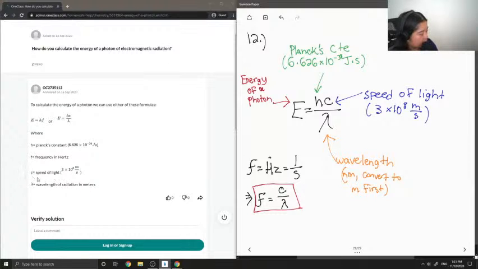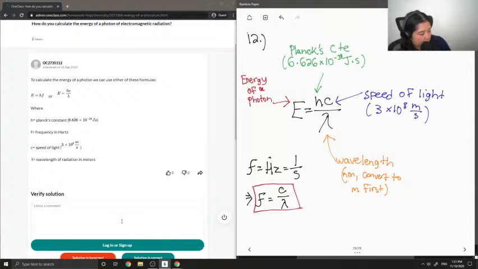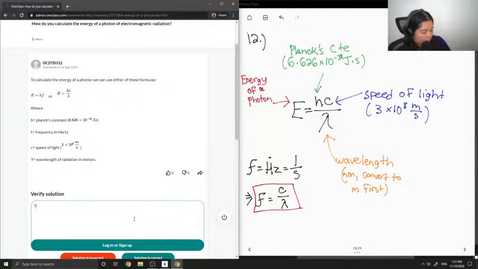Okay, so moving on, c is the speed of light, 3 times 10 to the 8 meters per second. And lambda is the wavelength of radiation in meters. So this solution is correct.